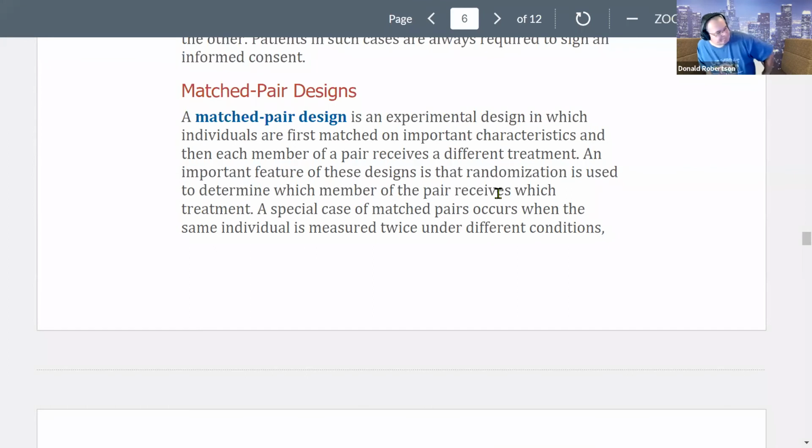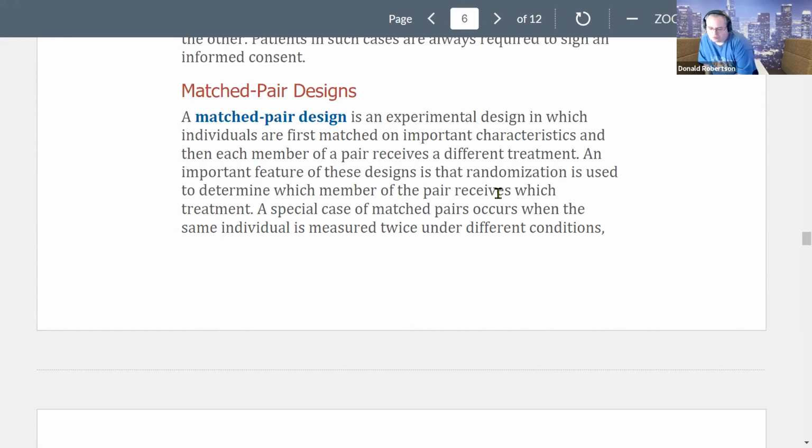Right. A matched pair design is an experimental design in which individuals are first matched on important characteristics, and then each member of the pair receives a different treatment. There is a big set of data using identical twins that use this technique. Do you know if you can get identical twins? Genetically, aren't they very, very similar?